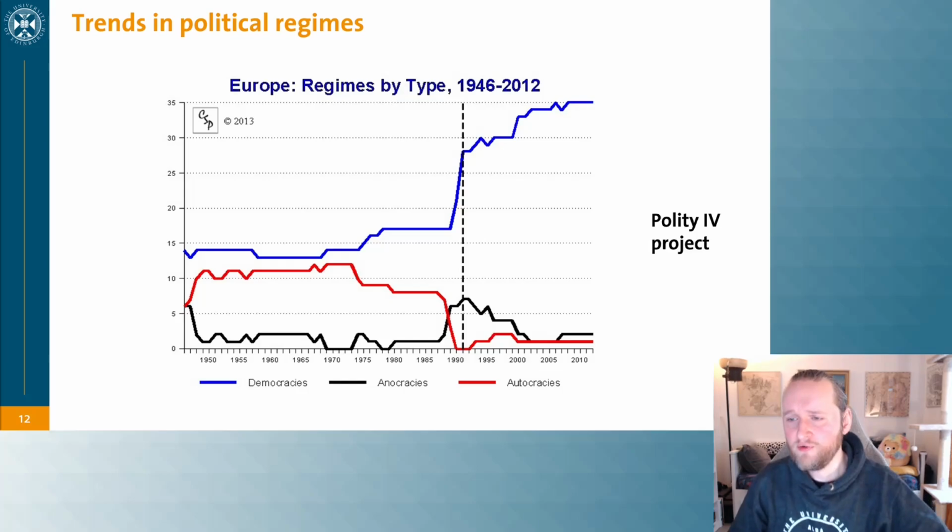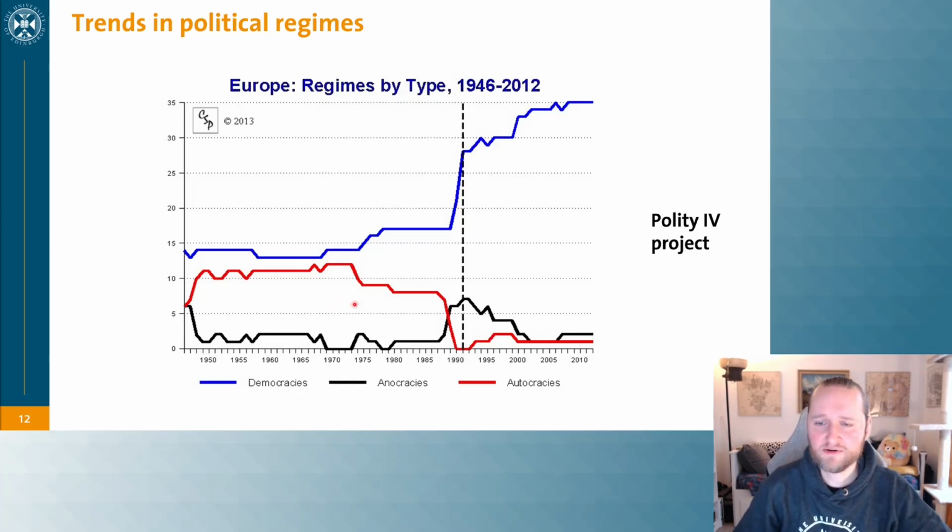If you look at Europe, no very great surprises here. Of course, we have the Cold War, where we still had a significant number of autocracies in Europe. And then after 1990, when the Soviet Union fell and the Warsaw Pact fell, and the whole Eastern Bloc, we have a sudden rise in the number of democracies to the point where we have almost no autocracies or hybrid regimes left in Europe. This is, of course, Europe as Polity4 defines it, not necessarily the European Union, because you couldn't be a European Union member if you were an autocracy.